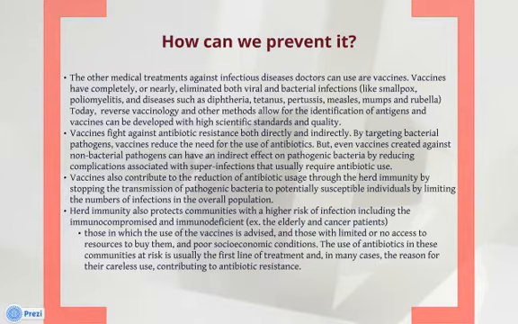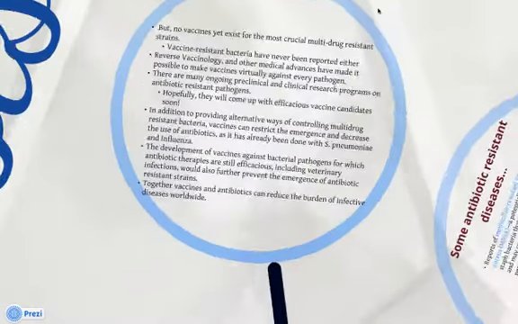By targeting bacterial pathogens, vaccines reduce the need for the use of antibiotics. But even vaccines created against non-bacterial pathogens can have an indirect effect on pathogenic bacteria by reducing complications associated with superinfections that usually require antibiotic use. Vaccines contribute to the reduction of antibiotic usage through herd immunity, by stopping the transmission of pathogenic bacteria to potentially susceptible individuals by limiting the number of infections in the overall population.